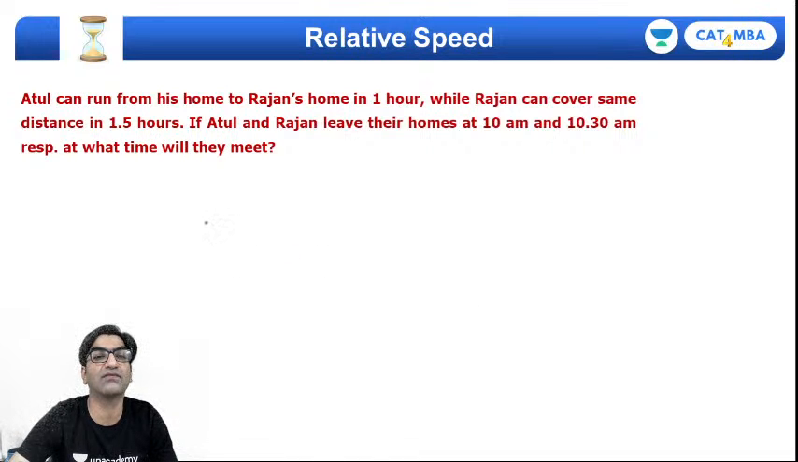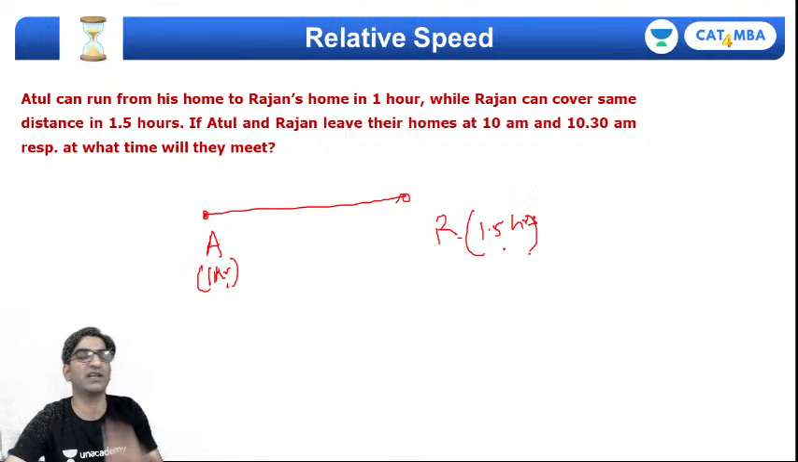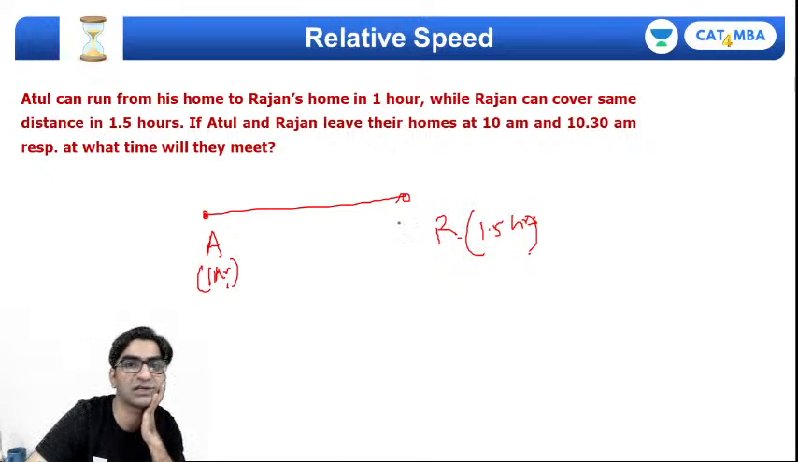Atul can run from his home to Ranjan's home. Atul and Ranjan live some distance apart. Atul takes 1 hour to reach Ranjan's house. Ranjan in fact takes 1.5 hours. Right? Okay, suspicious. I'm only given the time taken. I'm not given distance. Right? Neither am I given speeds. Right? So let's assume the speed.